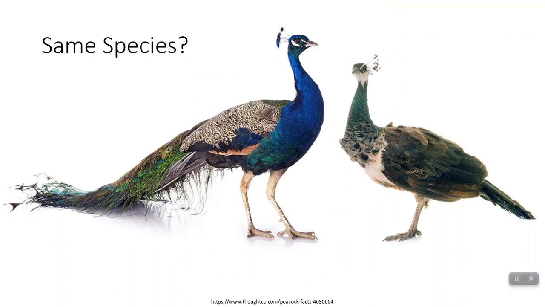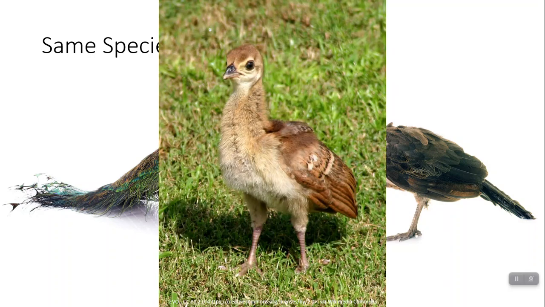So this is a peacock and a peahen. They look very different because the males are colorful and bright to attract the females who are very picky and like the males with very fancy feathers. But they are members of the same species even though they look very different.